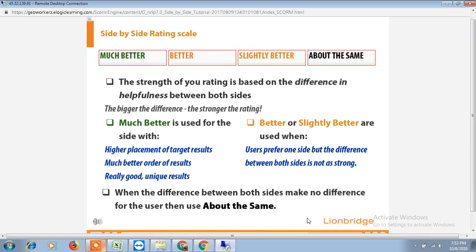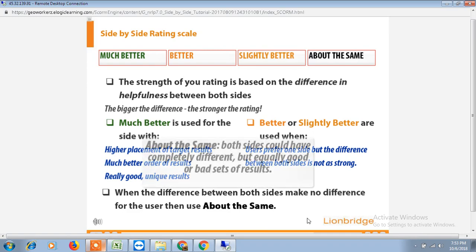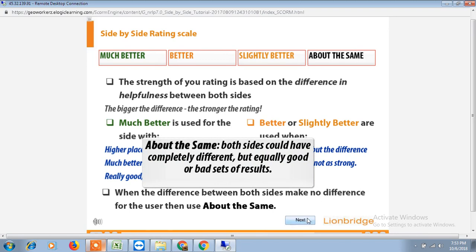We use the rating about the same when the difference between both sides makes no overall difference for the user. An about the same rating describes two sets of results that might contain very similar information, or indeed very different information, from each other. However, in relation to the user's overall intent, both sets of results provide equally good or equally bad sets of results for the query concerned.